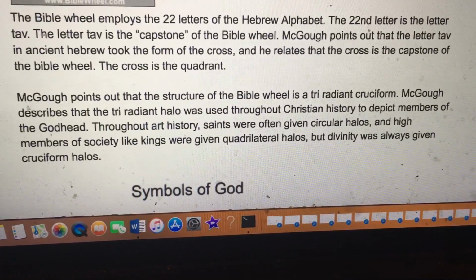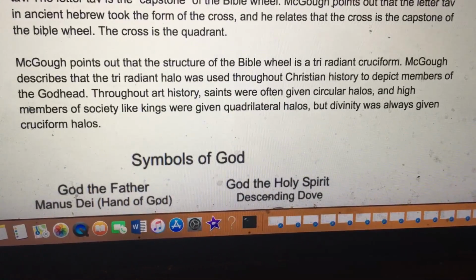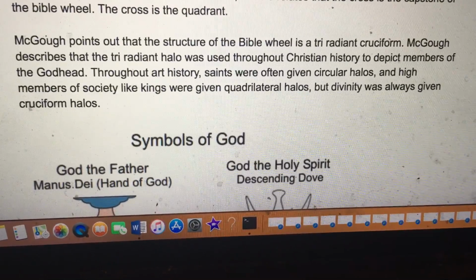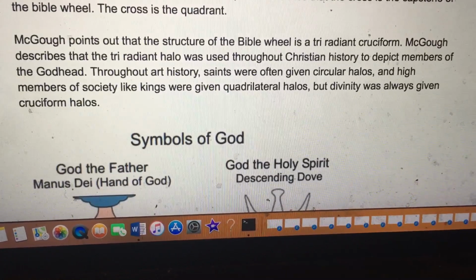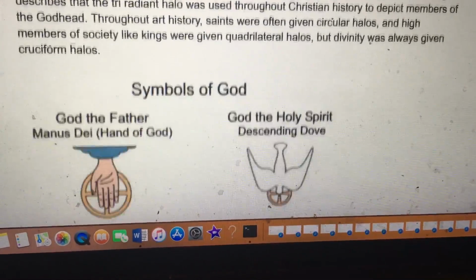McGough describes that the triradiant halo was used throughout Christian history to depict members of the Godhead. Throughout art history, saints were often given circular halos, and high members of society like kings were given quadrilateral halos, but divinity was always assigned cruciform halos.